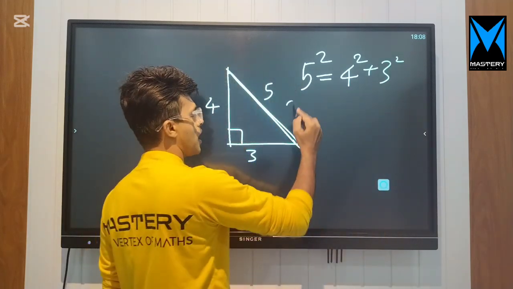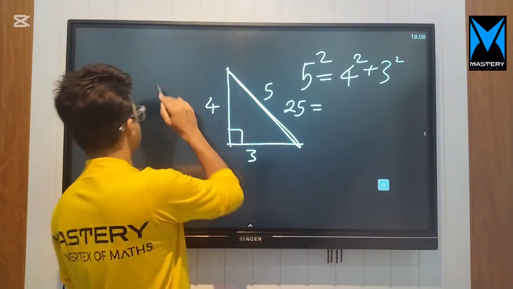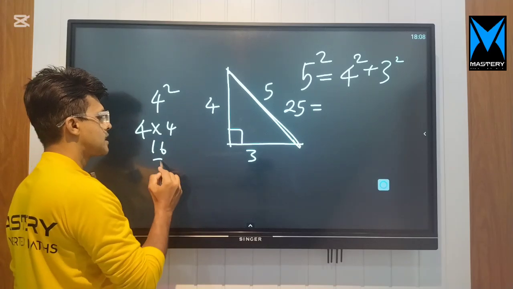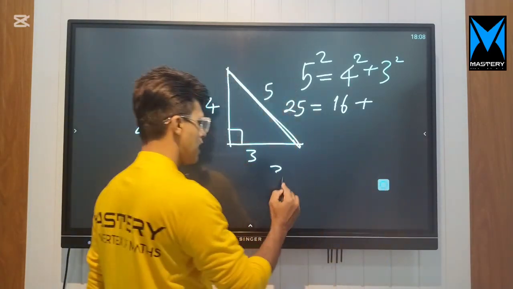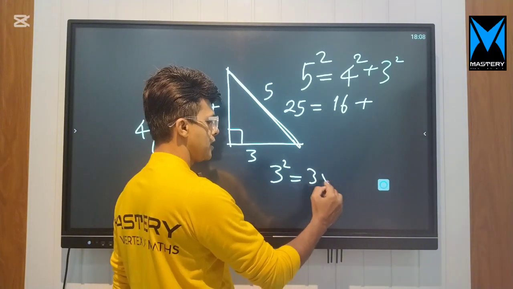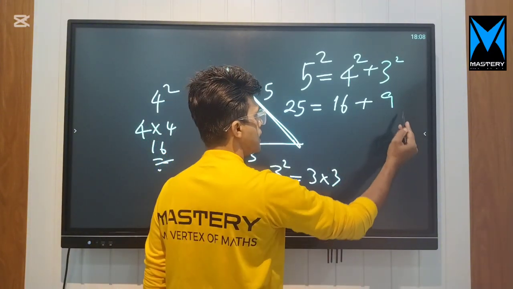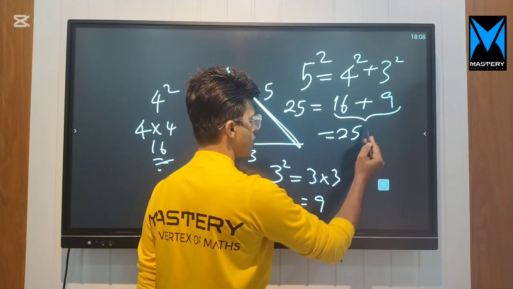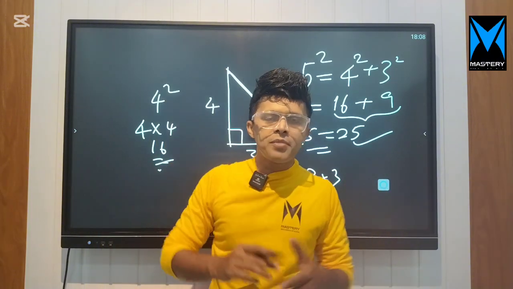So what is 5 square? 5 square is 25. 4 square means 4 times 4 is 16. 3 square, that is 3 times 3, is 9. Add these two. 16 plus 9 is 25. So 25 equals 25. Really, this is the essence of the Pythagoras relation.